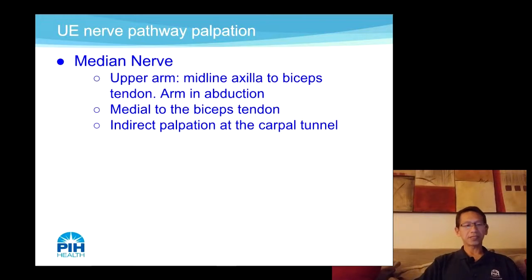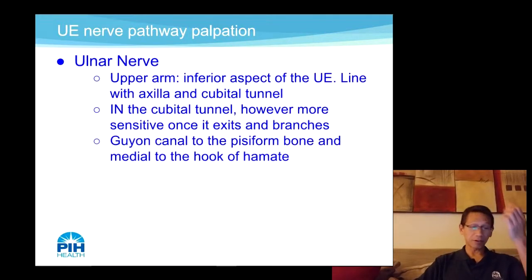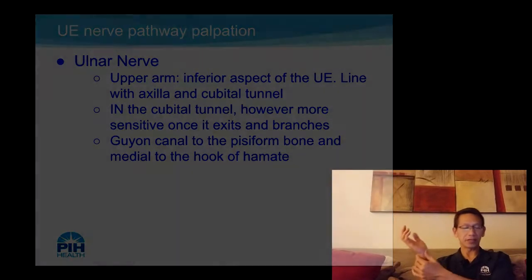Now, next one is going to be the ulnar nerve, and it's also going to be in the upper arm, inferior aspect of the upper extremity, and in line with the axilla and the cubital tunnel. In the cubital tunnel, however, it's much more sensitive once it exits the branches. So the Guyon canal of the pisiform bone and the medial hook of the hamate. Right over here is where it ends up terminating. So right around here and right here, these are going to be the most sensitive areas of your ulnar nerve whenever you're testing that.